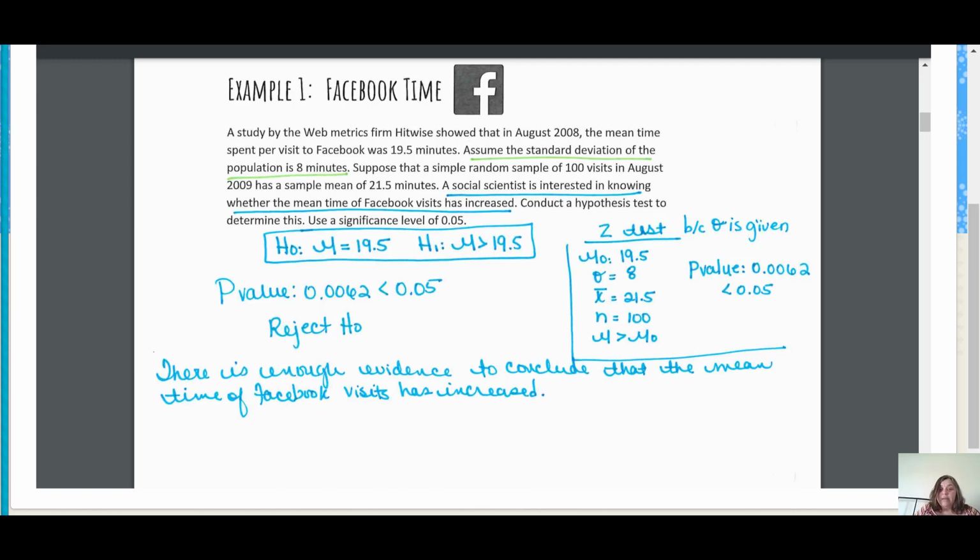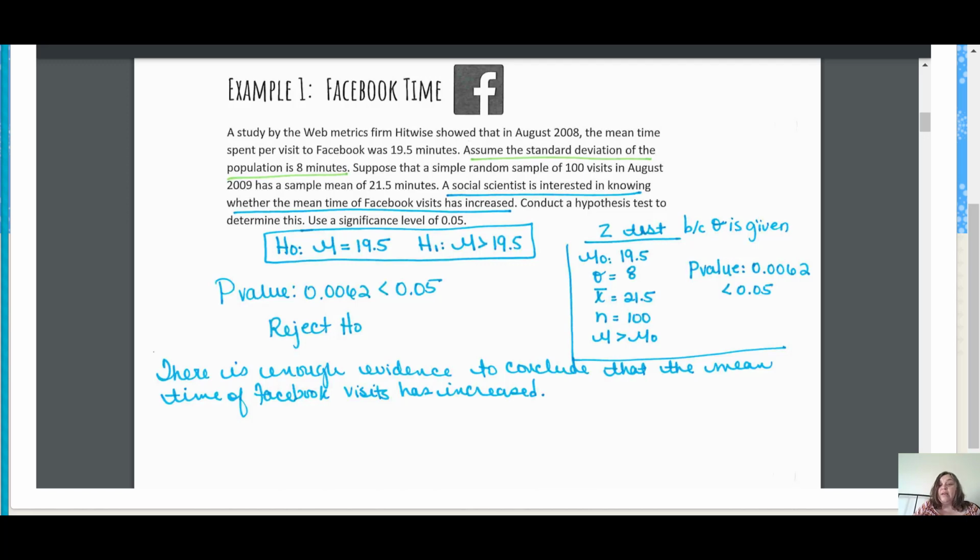So you can see we already completed the hypothesis test. We saw that the social scientist was interested in knowing whether the mean Facebook time had increased from 19.5. So from that, we had written our null and our alternate statements, as you can see. On the right-hand side, you can see we chose to do a z-test because they had given us the population standard deviation rather than the sample standard deviation, and we were testing a mean. And we found the p-value of 0.0062.